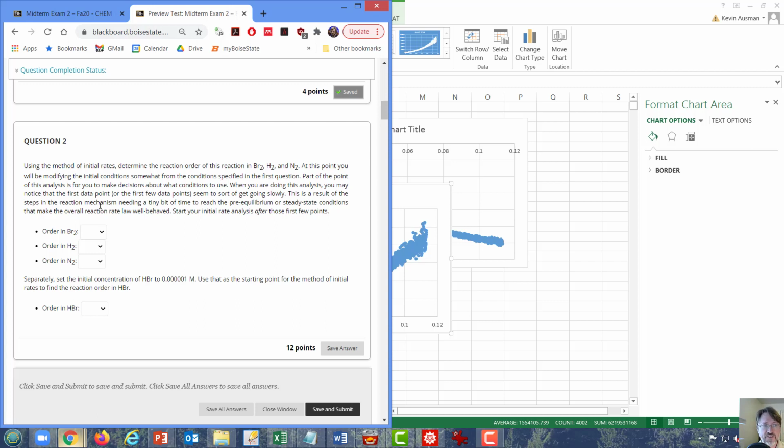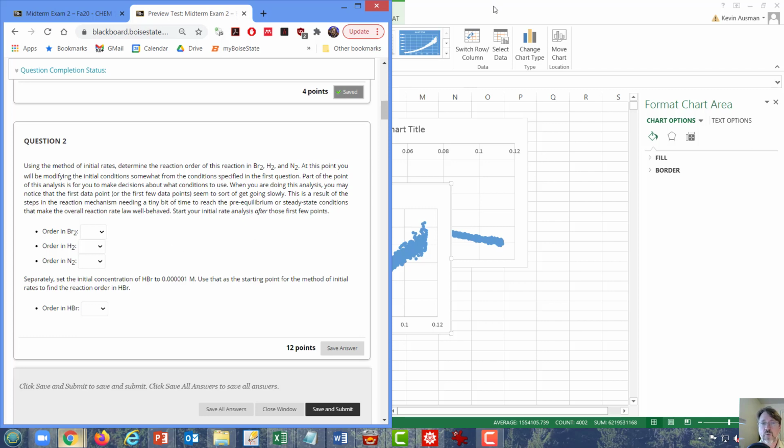Part of the point of this analysis is for you to make decisions about what concentrations to use. When you are doing this analysis, you may notice that your first data point or the first few data points seem to sort of get going slowly. This is a result of the steps in the reaction mechanism needing a tiny bit of time to reach the pre-equilibrium or steady state conditions that make the overall reaction rate law well behaved. Start your initial rate analysis after those first few points.